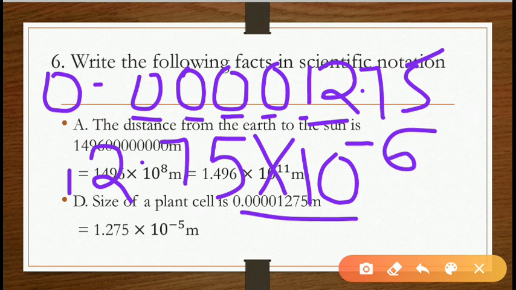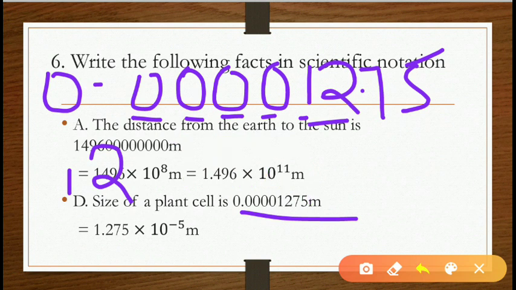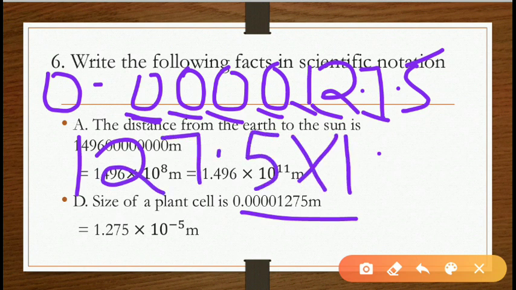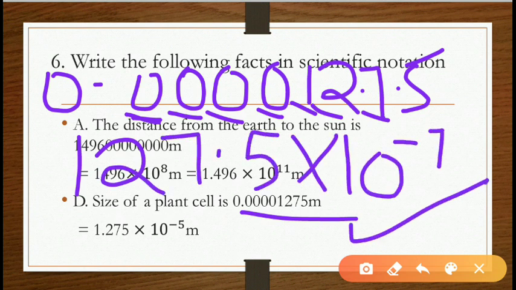Okay, this is also correct, both are correct. Suppose you want to shift your decimal here after the 7. How many digits are you crossing? 1 2 3 4 5 6 and 7. So you will write 127.5 into 10 to the power minus 7, this is also correct.